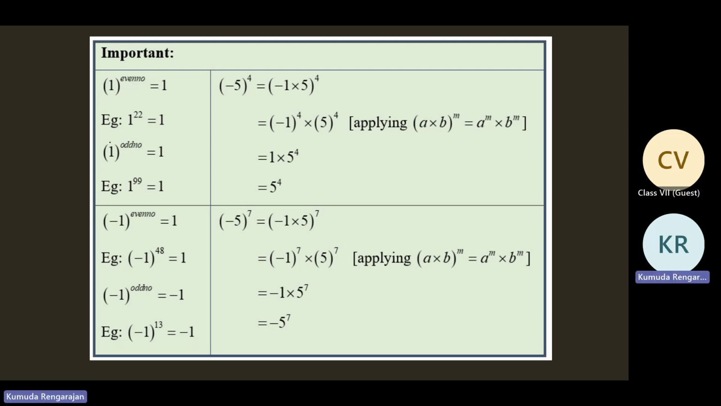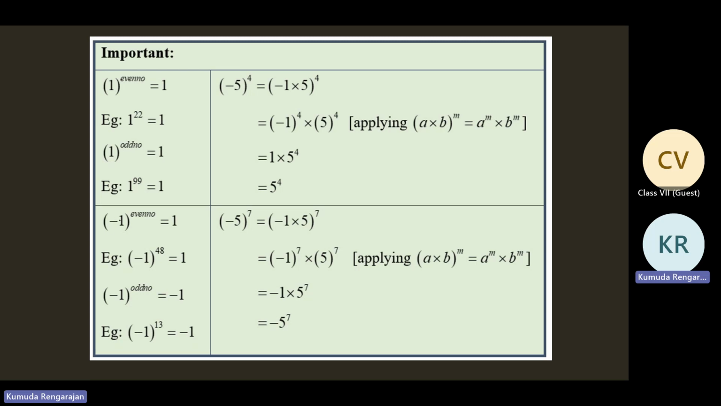When the base is positive 1, the answer also will be positive 1, whether the power is even or odd. The answer is always plus 1.